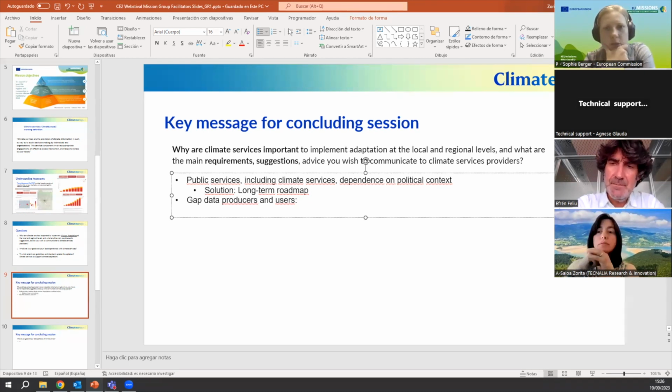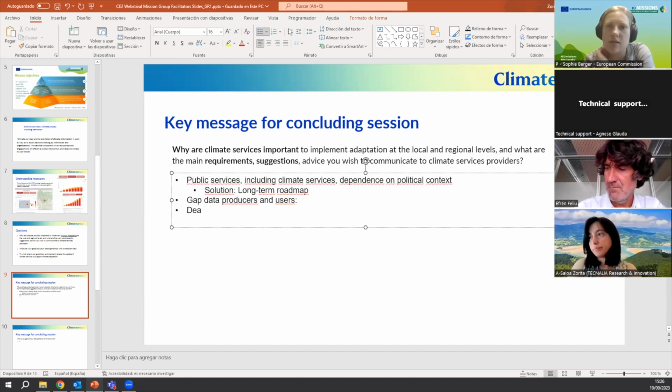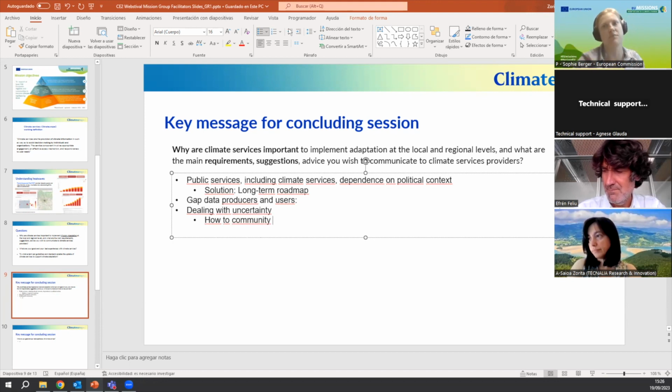And I guess another aspect might be how to deal with the uncertainties. This is something that is not easy to communicate. From the data producer and scientific point of view it is crucial, but it also kind of blurs the message from the user point of view.